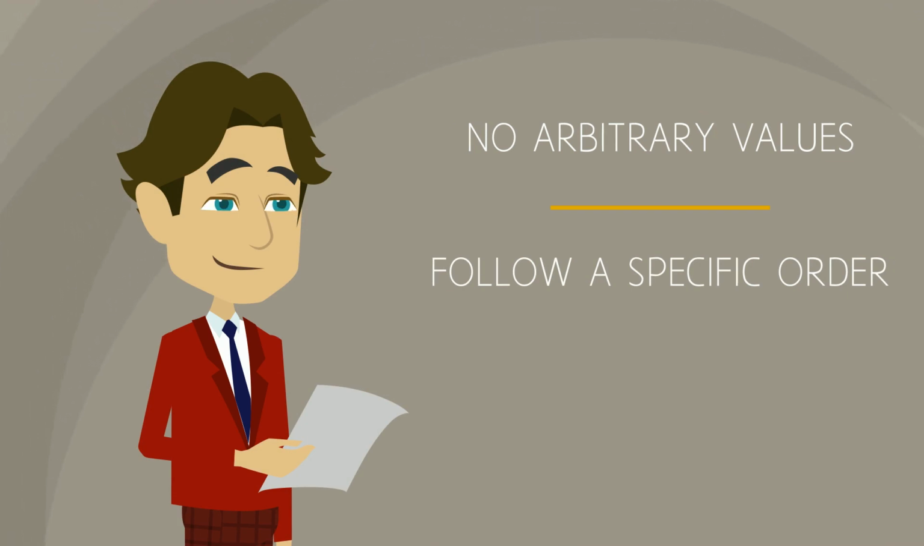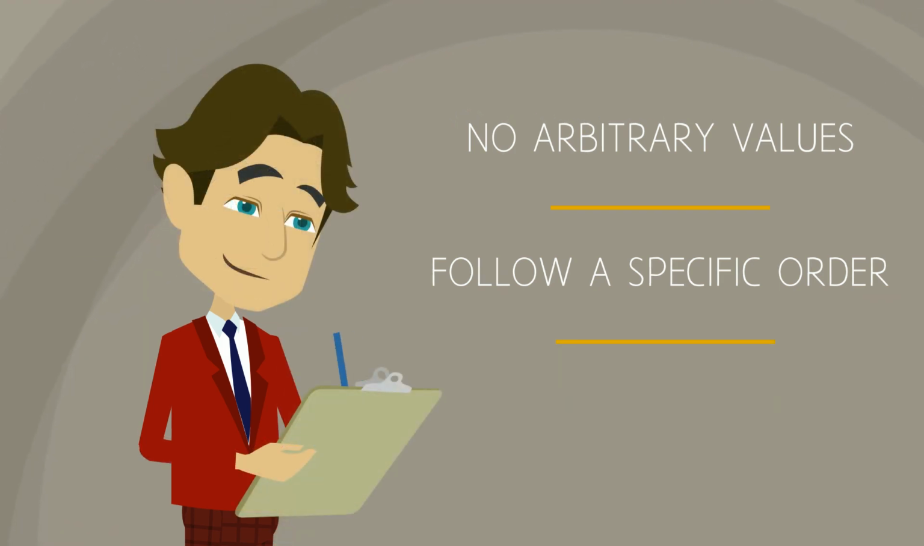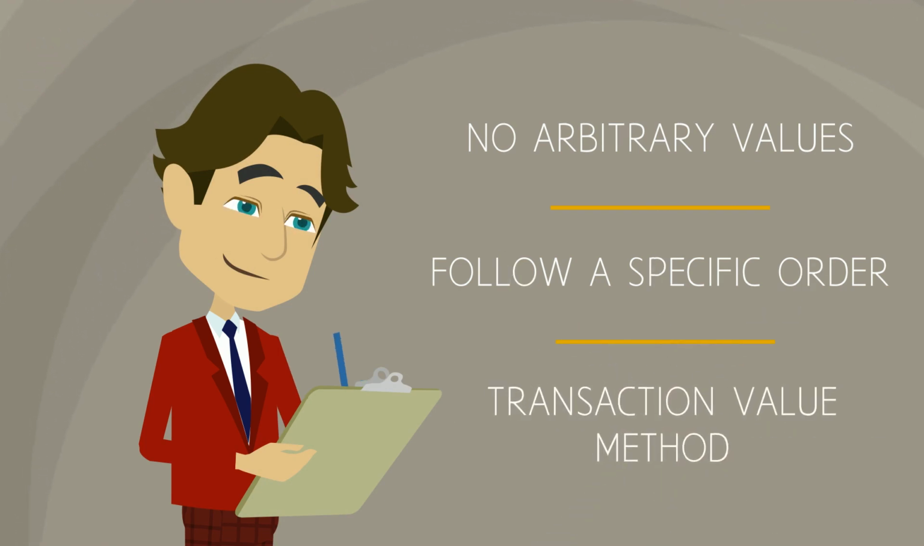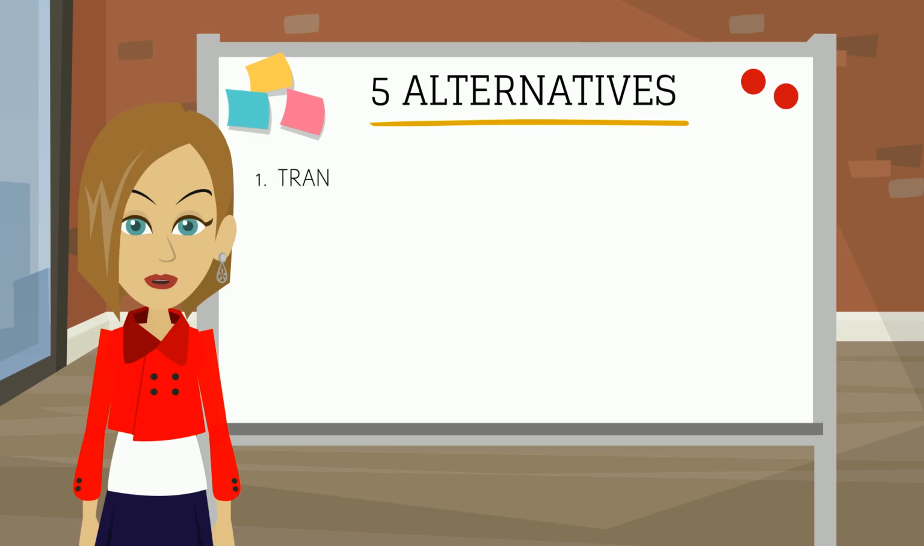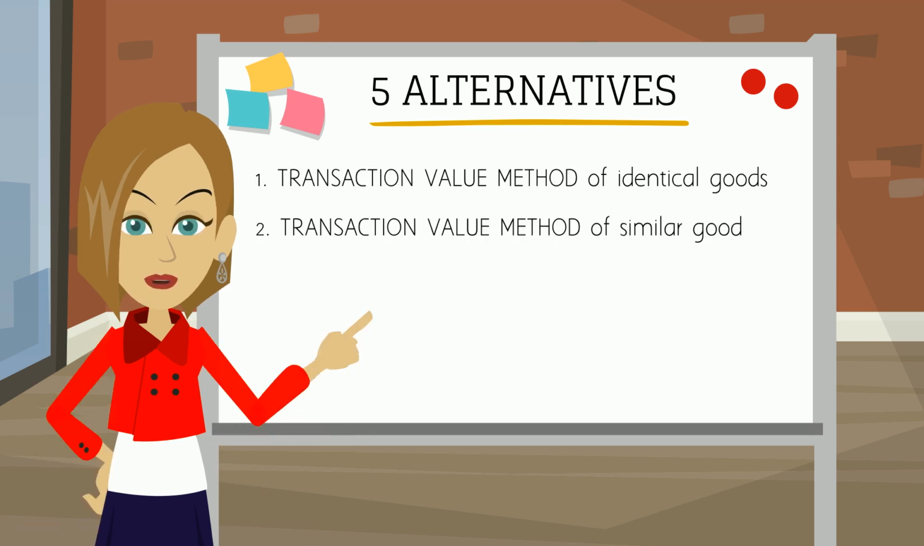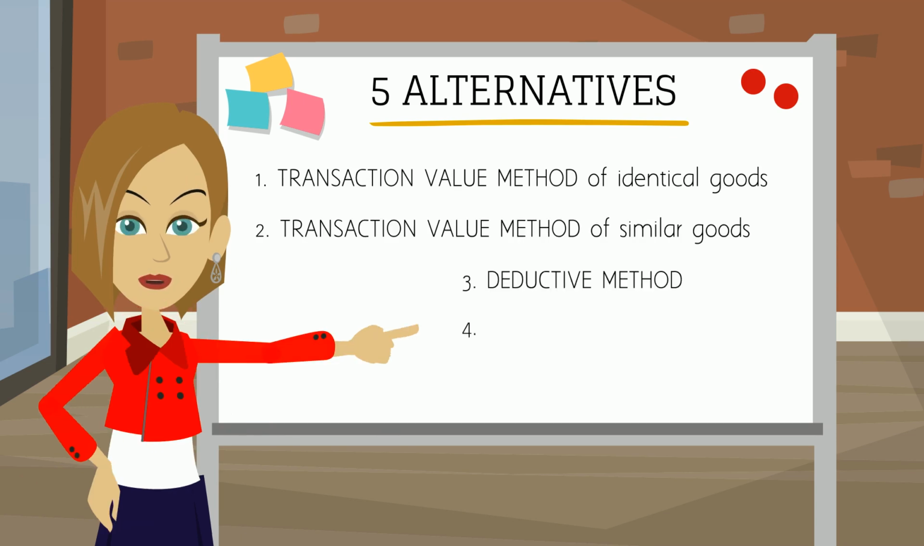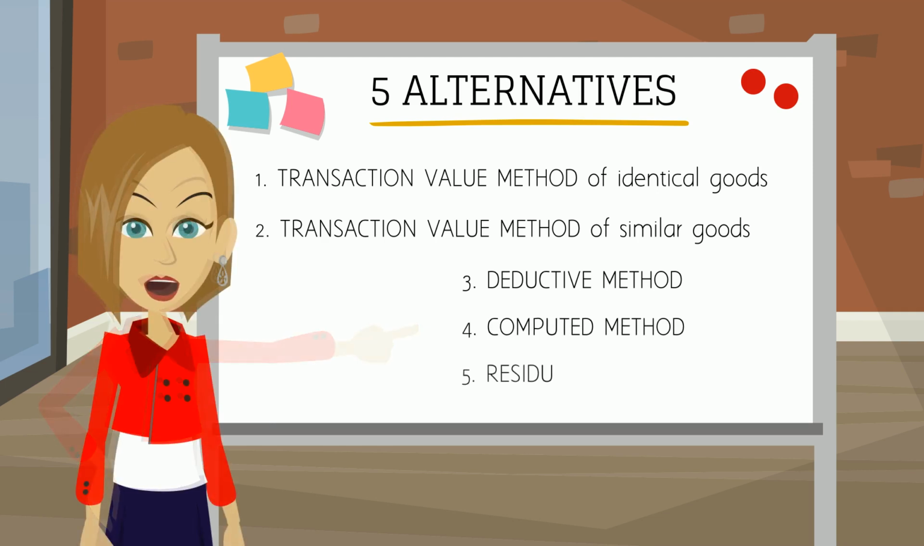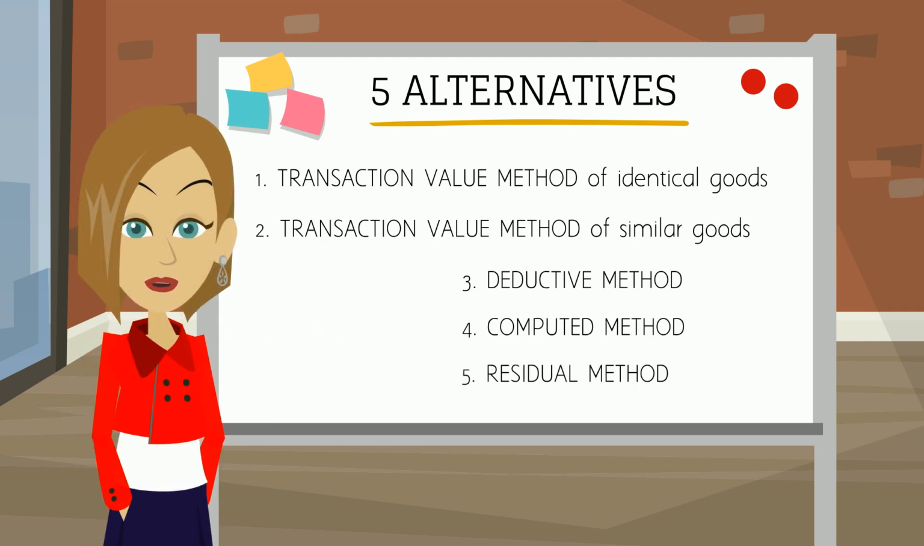This is in accordance with the World Trade Organization Valuation Agreement. The primary method of determining value for duty is the transaction value method. This agreement uses 6 methods to determine the value for duty of an imported good. The other 5 alternative methods include the transaction value method of identical goods, the transaction value method of similar goods, the deductive method, the computed method, and last but not least, the residual method.